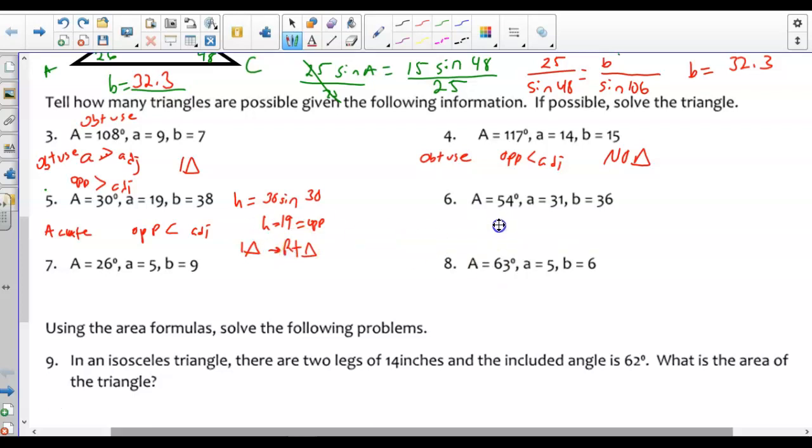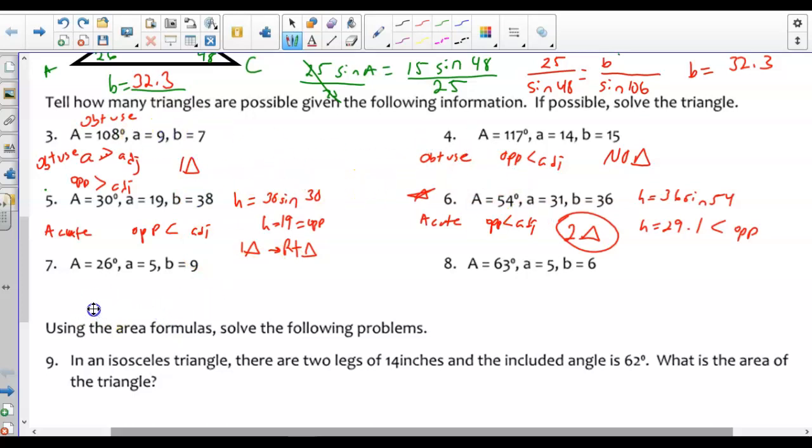Okay. This one, acute again. 54 is acute, and the opposite side is less than the adjacent side. So again, you've got to find a height, which is going to be 36 sine of 54, and when you do that, you get H equals 29.1, which is less than the opposite side. So that means there are two triangles here. All right, so I'm definitely going to solve this one, and I'll probably solve a one triangle, since the no triangle one is already done. So I'm just going to solve probably those two right there.